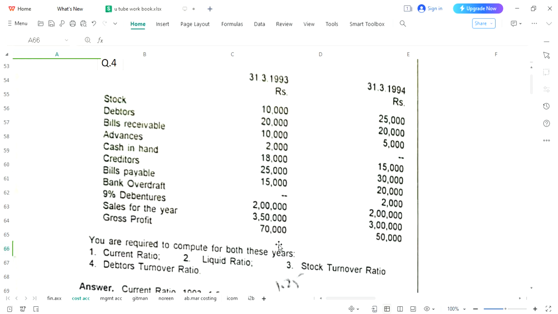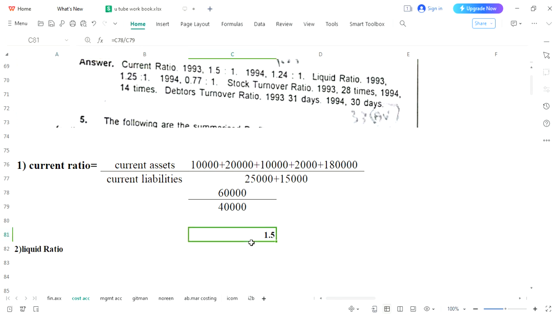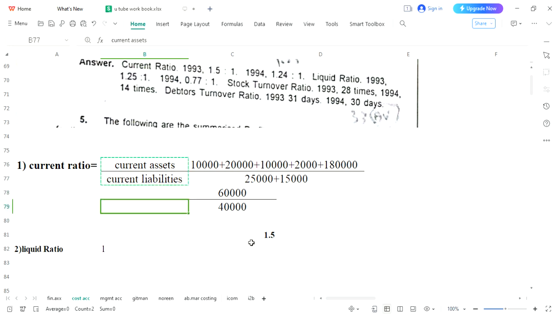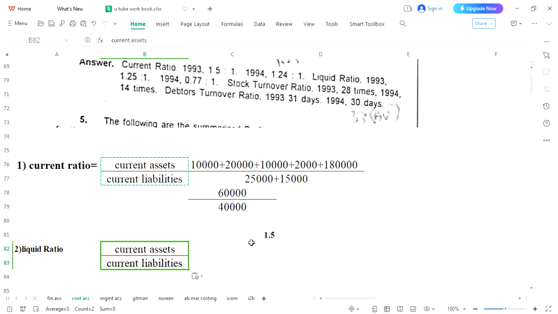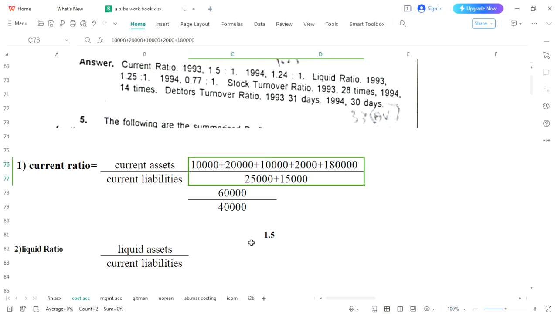Let's see what the second requirement is. This is liquid ratio. Let's write down liquid ratio. And the formula for liquid ratio is you need to get liquid assets, or we may take this formula as a whole over here. Just instead of current assets, we are going to write liquid assets. And as you know, everything present over here would be written as usual.